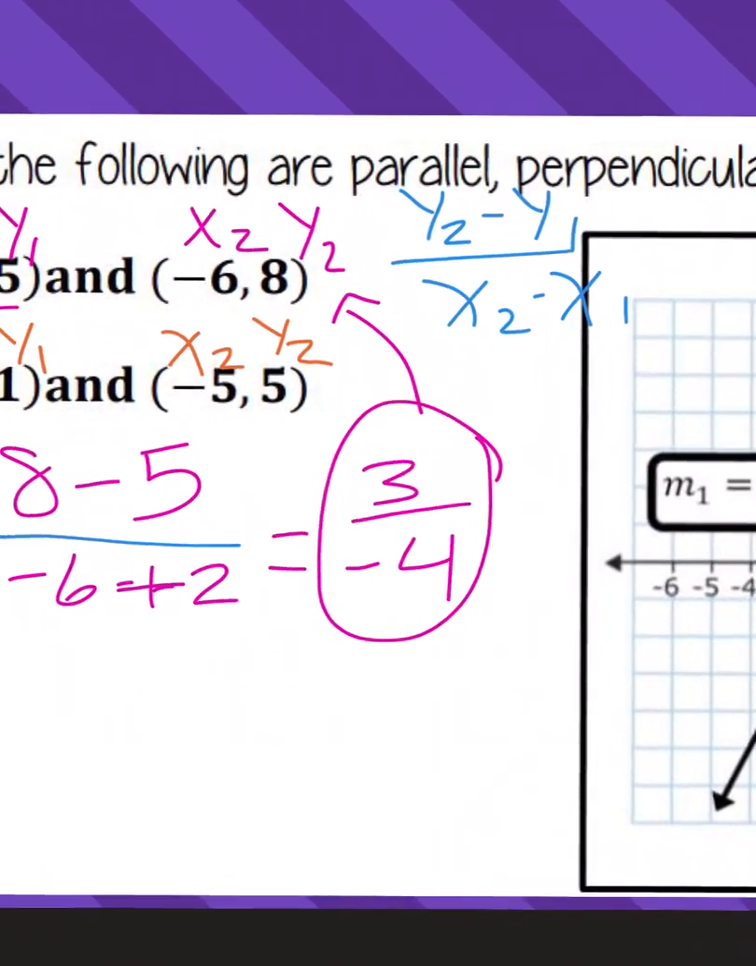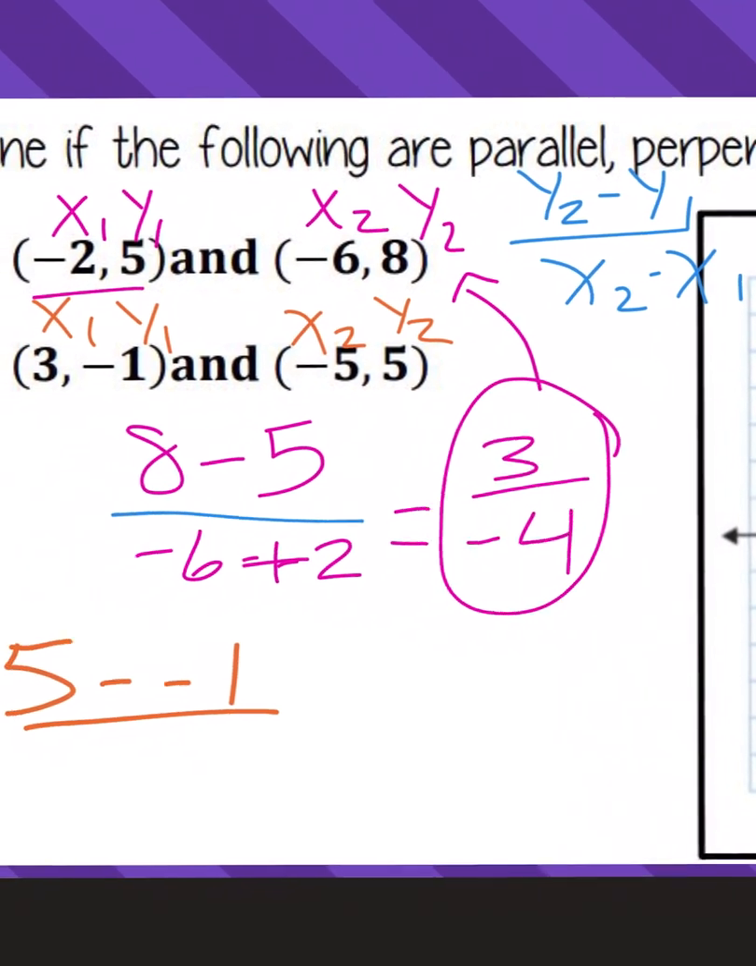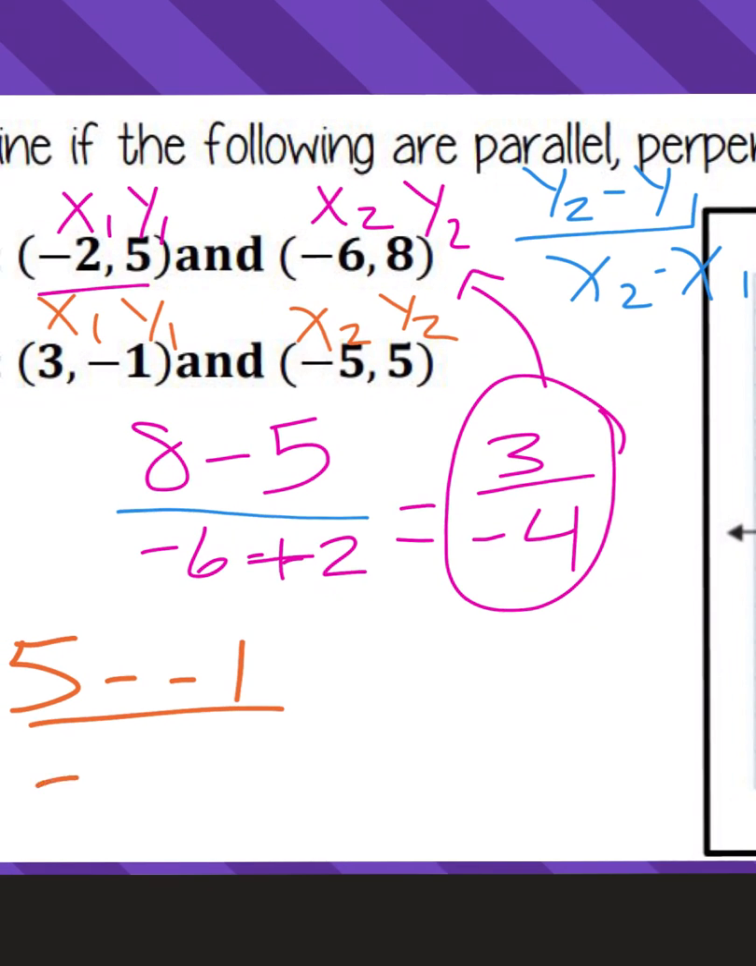Okay, here we go. We're going to use our formula, the same thing. So 5 minus a negative 1, over negative 5 minus 3. Negative 5 minus 3. Two negatives gives us a positive.